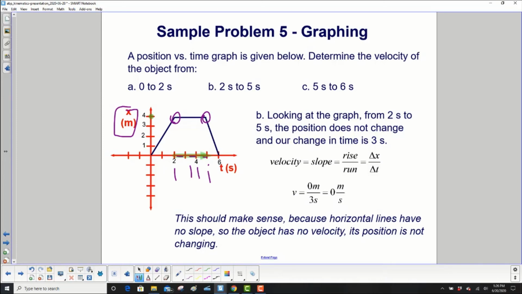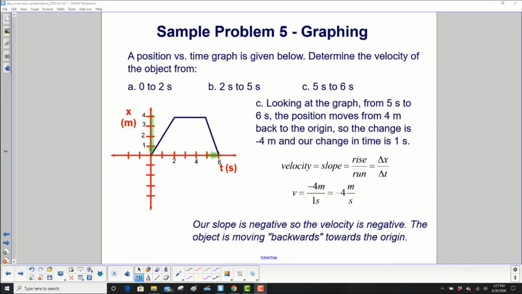So the velocity will be the slope, rise over run, which is also delta x over delta t. And we have the rise is 0. So we have 0 meters over 3 seconds, and that equals 0 meters per second. So the velocity is 0. That should make sense because horizontal lines have no slope, or a 0 slope, so the object has no velocity. Its position is not changing.